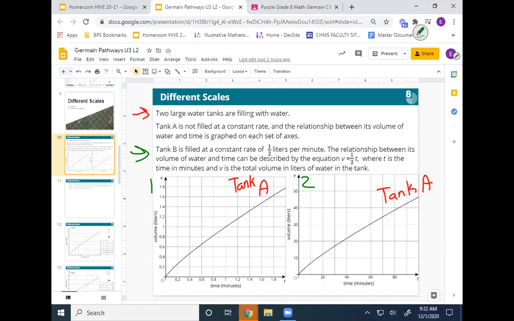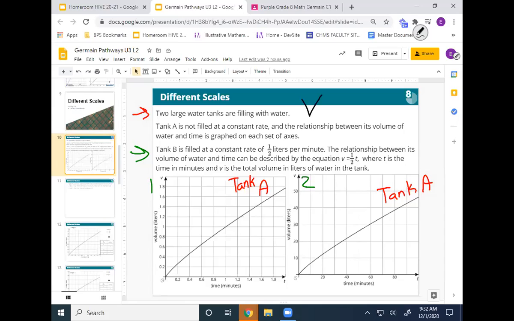The relationship between its volume of water and time can be described by the equation V equals 1/2 T, where T is the time in minutes and V is the total volume in liters of water in the tank. So I'm going to rewrite that up top here because I want to keep that so that we know what each of these variables means.